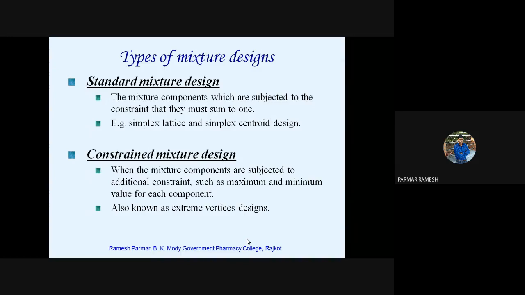But sometimes there are constraints, there are limitations that you must utilize one or more excipients at a certain limit. Now this constraint may be an upper constraint as well as a lower constraint. Sometimes you cannot use beyond a certain limit, sometimes you cannot use below a certain limit. So when these types of constraints are there, we need to construct the designs with constraints. These designs are also known as extreme vertices designs. In standard designs, we have simplex lattice design and simplex centroid design. In constraint designs, though we are using the same simplex lattice and simplex centroid, it is with some modifications.